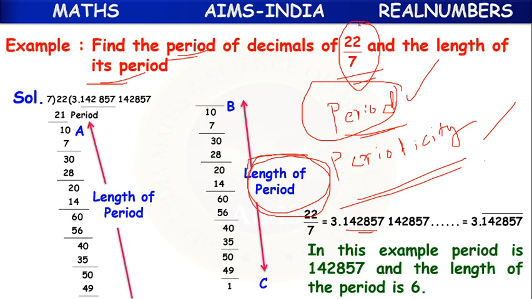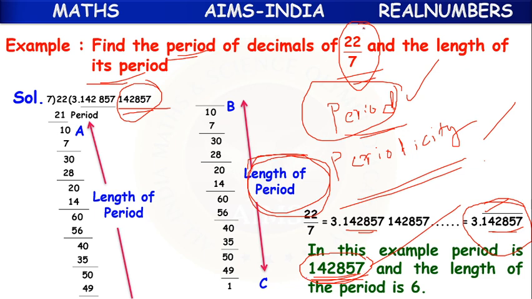Now suppose we have 22 by 7. If we divide, we get 3.142857, and this 142857 is repeating. So we can represent it as 142857 bar. Here the period is 142857 without the bar. While mentioning the period, we won't mention the bar. So the period is 142857.